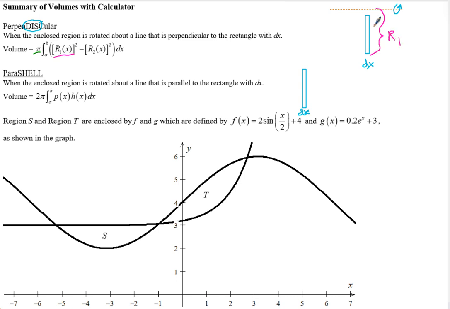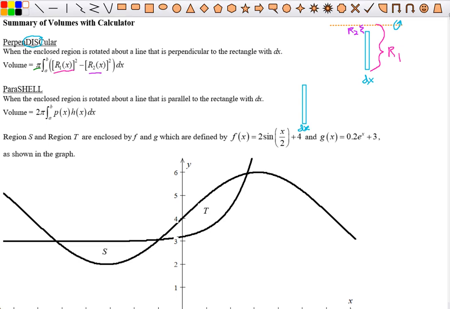And if there's any gap between your region enclosed and your axis of revolution, like there is here, then you'll also need an R2, and you'll have to subtract the inner radius squared, which is from the axis of revolution to the close end of the rectangle. And for both of these, remember, since they're vertical distances, you do the top minus the bottom to find their expressions.